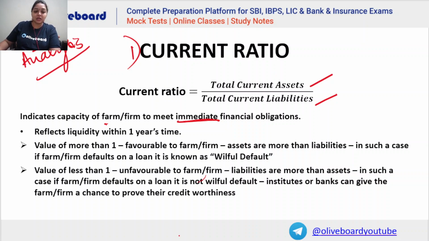It reflects liquidity within 1 year's time. So it is calculated for 1 year. A value of more than 1 is very favorable, right? So a value more than 1 means what? When you have a value more than 1, the numerator is greater than the denominator.